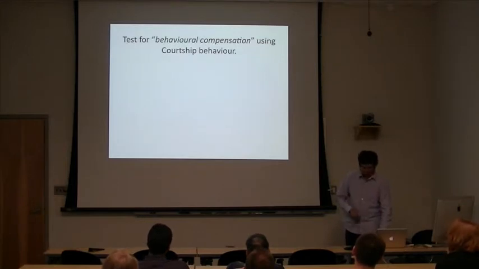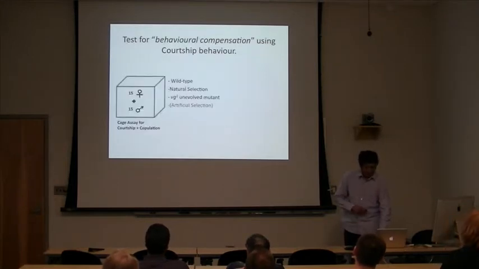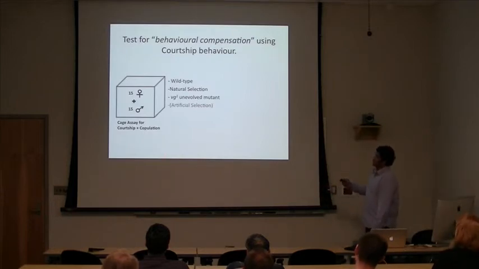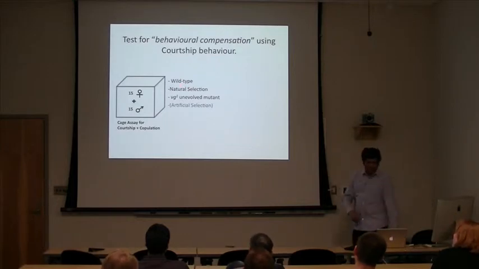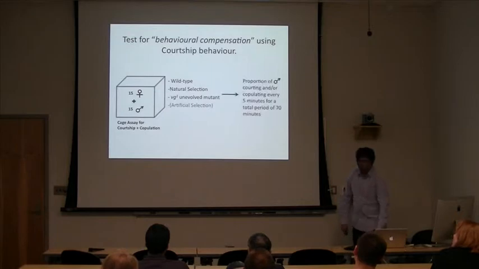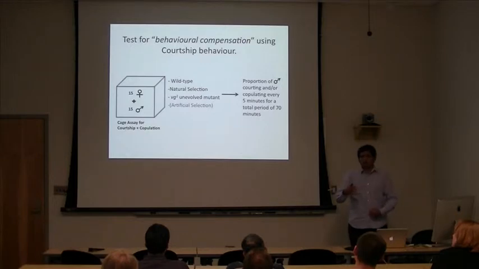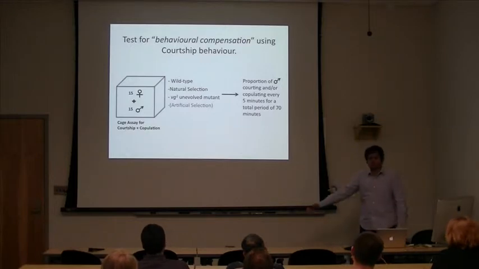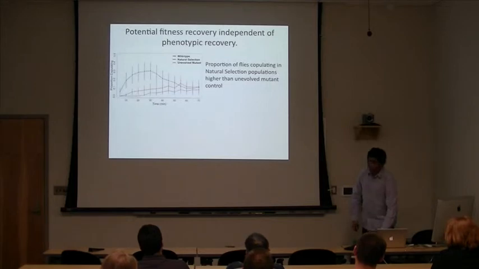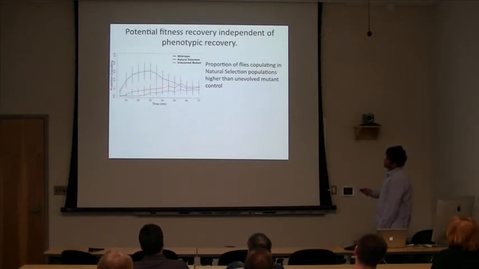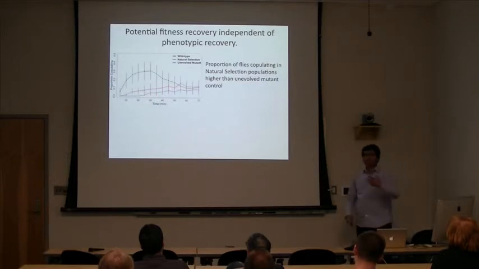So to test for behavioral compensation in this case, we had a population cage in which we had 15 males and 15 females from either wild type, natural selection, unevolved mutant, and artificial selection, and looked at the proportion of males copulating and or courting every 5 minutes for a total of 70 minutes. And what we see is that the proportion of natural selection males that copulate with females is slightly higher. There is a trend there.